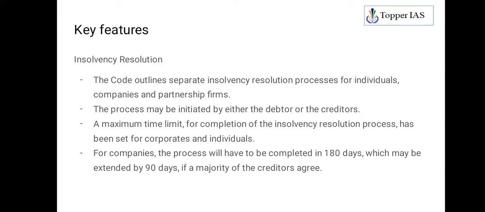Then the process may be initiated by either the debtor or the creditor. This is also a feature. Then there is a time limit: the insolvency resolution process has to be completed within a time period. For example, for companies, the process has to be completed within 180 days, and this can be extended by another 90 days if the majority of the creditors agree.